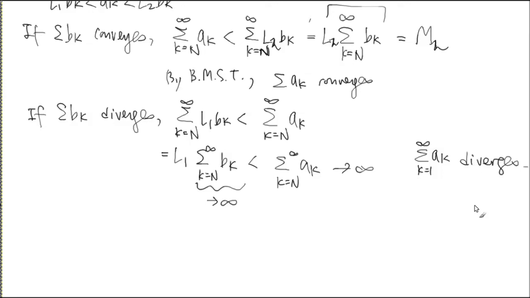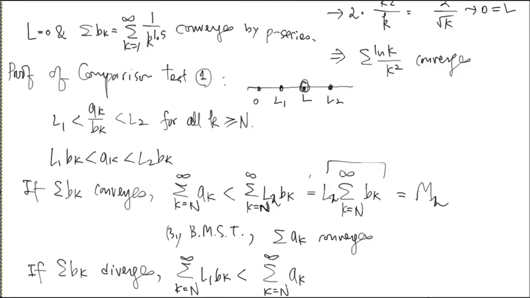Make sense? So BK converges, AK converges. BK diverges, AK diverges. This trapping, here and down here, makes the convergence behavior of AK and BK exactly the same. Okay, here's a question.